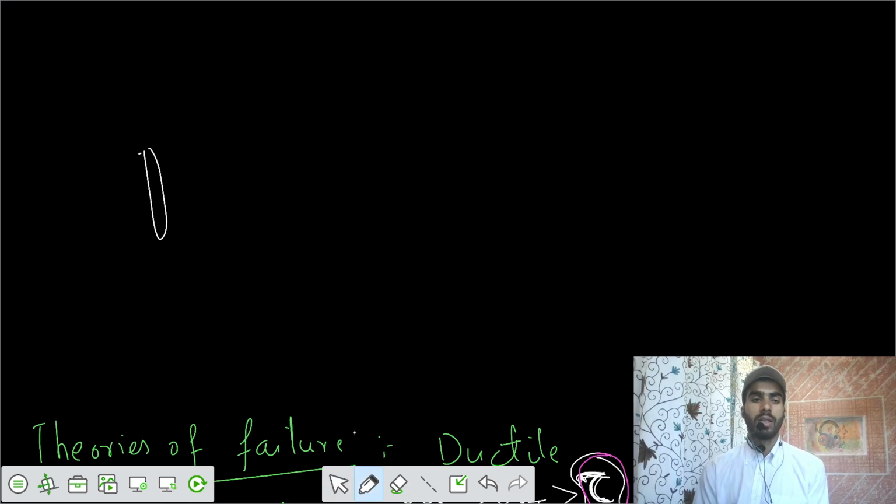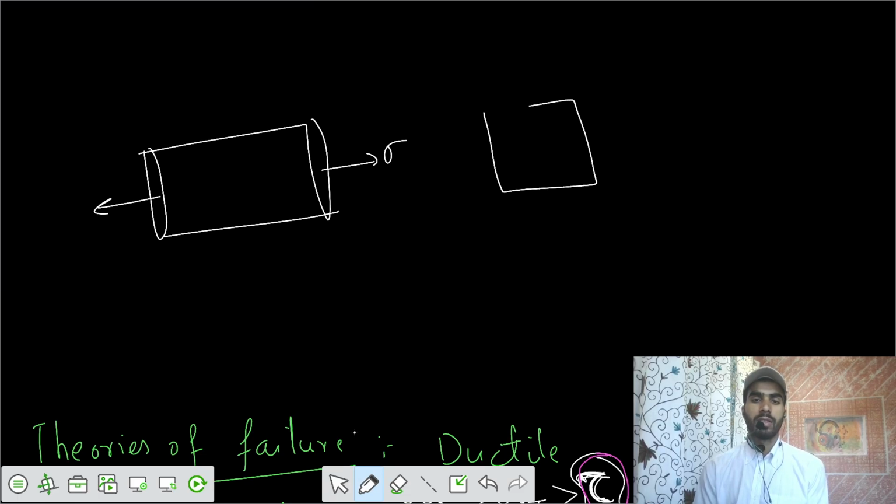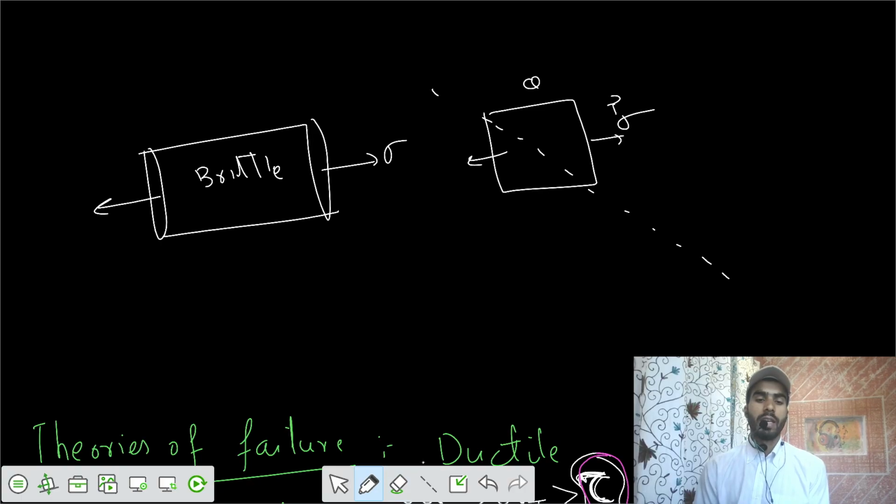Now let's talk about brittle material. You're applying the same stress sigma. The state of stress is that you have principal stress in planes P and Q. We know that the shear stress plane would be at an angle of 45, but the material is brittle, which means it's weak in tension. So the critical stress is tensile stress, sigma tensile.